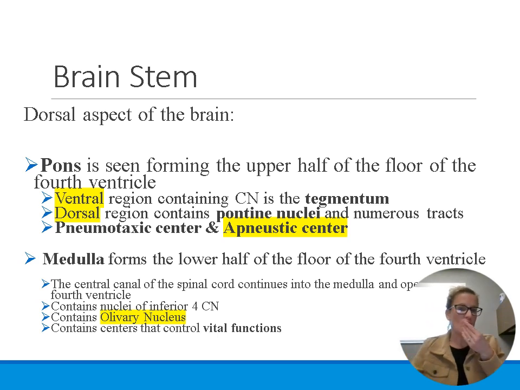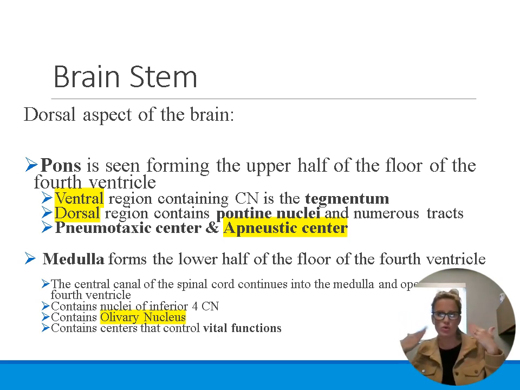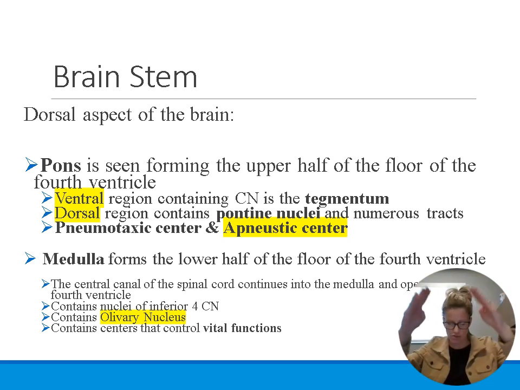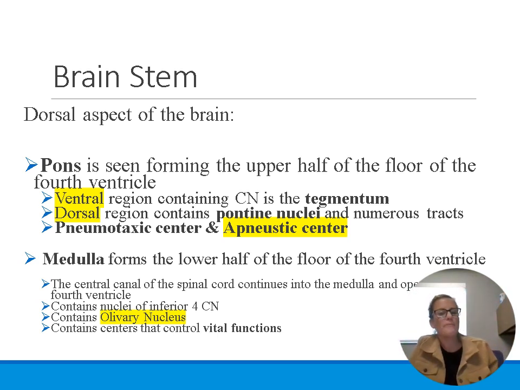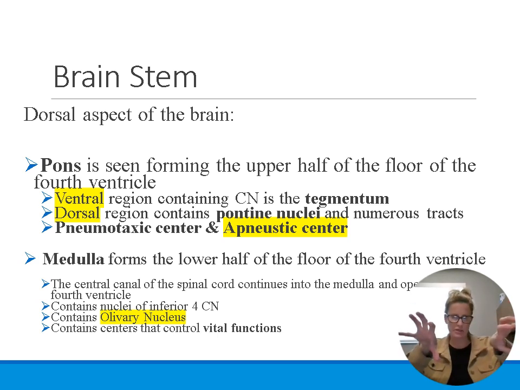All right, so now we're moving down the brainstem from the midbrain to the pons. Keep in mind, really quick, guys, some of the structures that are in the midbrain continue down into the pons. So the midbrain and pons are very closely related to each other. Some structures you'll see just pass right down. The pons is seen forming the upper half of the floor of the fourth ventricle. The fourth ventricle is between the pons and medulla, and the cerebellum. It's between the two.